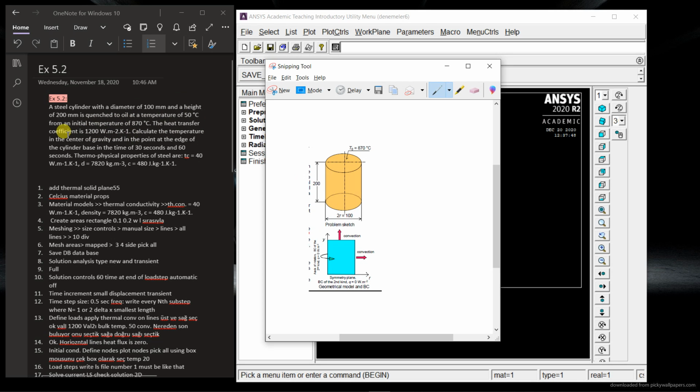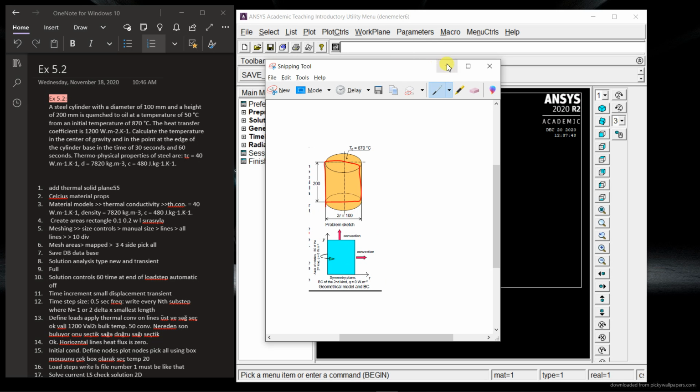the heat transfer coefficient they give us. So they ask to calculate the temperature at the center of gravity and at the point at the edge of the cylinder after the times of 30 seconds and 60 seconds. So here are the other features. Okay, so what we are thinking here, let's imagine taking this part like that. Okay, so like that here.